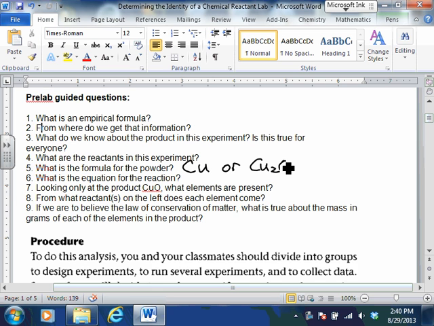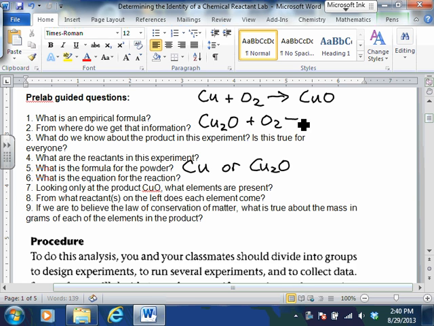Okay? So then when it's asking what's the equation for the reaction, we kind of answered 4 through 6 all sort of together. Okay? But the equation, again, we've got two basic possibilities here. We could have just the copper plus oxygen forming CuO, and we'd have to balance that. I'll leave you guys to balance that because you got to do at least something. Or we could have Cu2O plus O2 yields CuO. Okay? Those are kind of our two possibilities here.